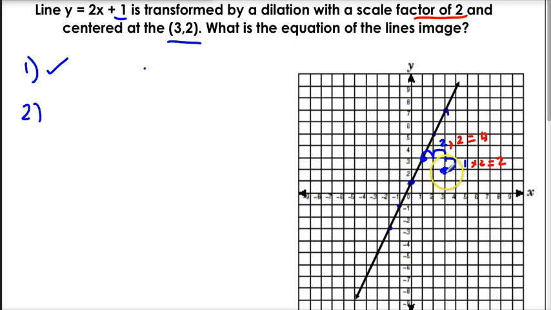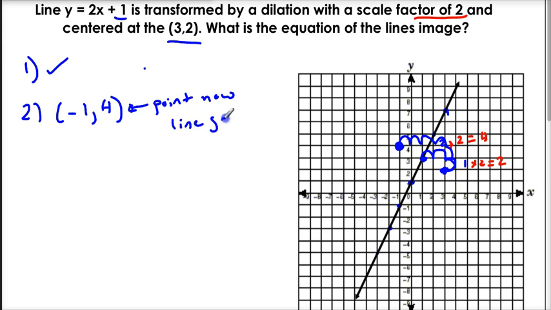Now that we have our new distances, we just count again from the center of dilation. We go up 1, 2, and then over 4: 1, 2, 3, 4. And that's the new point my line's going to go through. So remember, I just doubled my distances. Instead of going up 1 over 2, I went up 2 over 4 because the scale factor is 2. So this new point is (-1, 4). And that's the point my new line goes through.